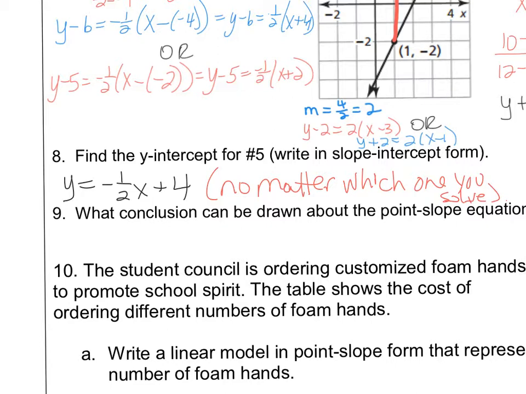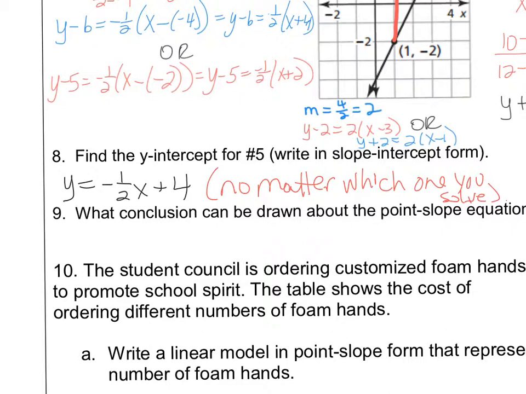So it doesn't really matter which one of the point-slope formulas you solved. They both came out to the same exact slope-intercept form of y equals -1/2 x plus 4. So the conclusion you can draw from that is both of those different point-slope equations in question number 5 were equivalent equations written in different forms, and when you solved them for the slope-intercept form, it showed that everything was just the same.